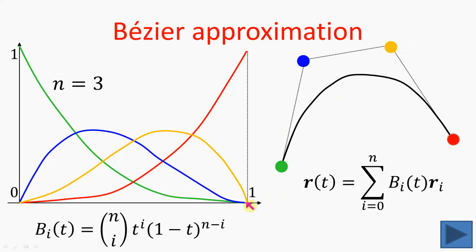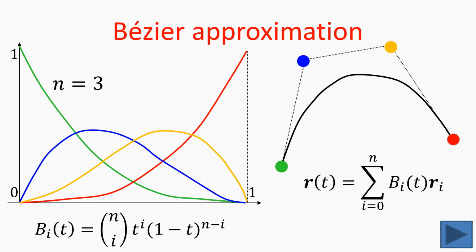When we arrive at the end, so t is equal to 1, the total weight of 1 is concentrated in the red control point. All other contributions will be 0, so the last control point is interpolated, not only approximated as the blue and the yellow control points. So this is an approximation curve.